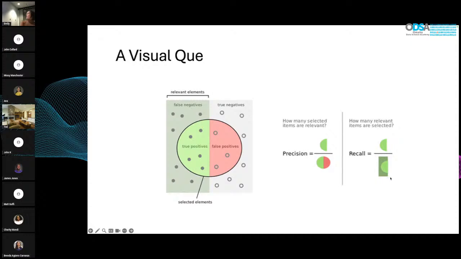What recall is saying is, on the denominator, out of all of the potential instances in which we could have predicted 1, out of all of the ground truth values that are 1, how many did we predict as 1?